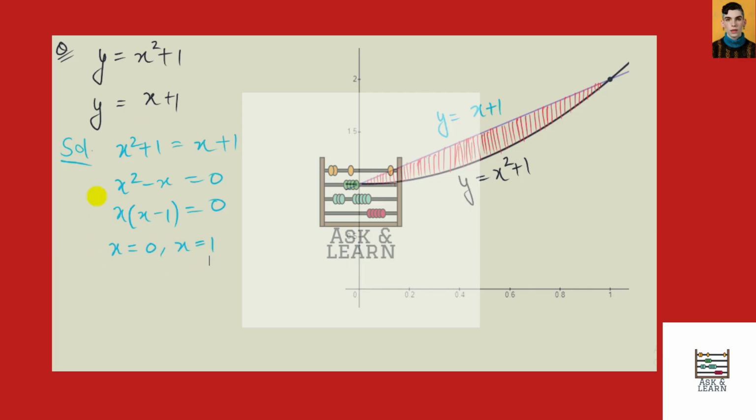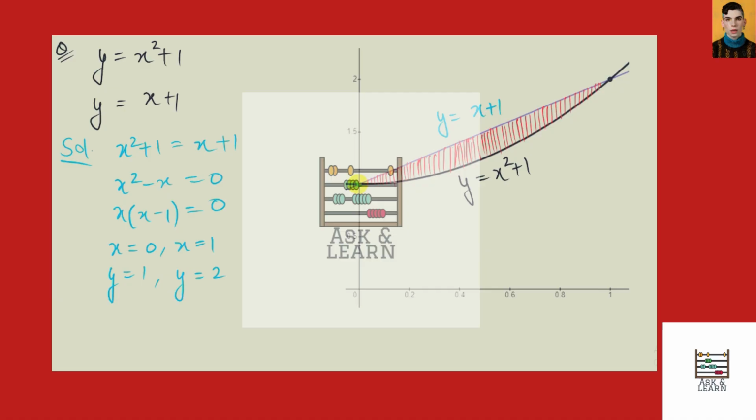And we can calculate y also for these two values of x. So for x equals 0, y will be 1, by substituting it in any of these equations. And for x equals 1, we will get y equals 1 plus 1, which is 2. So we got the points of intersection for these two curves.